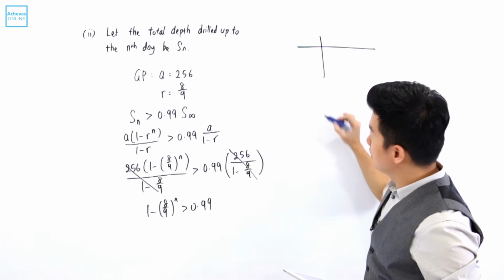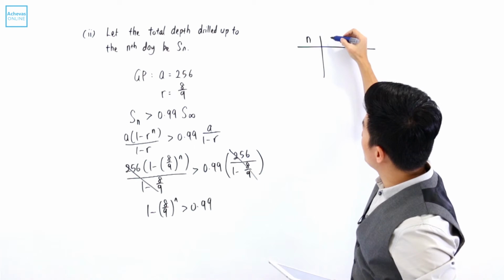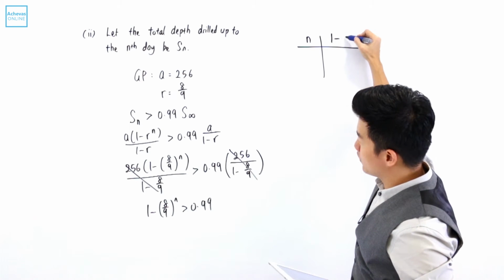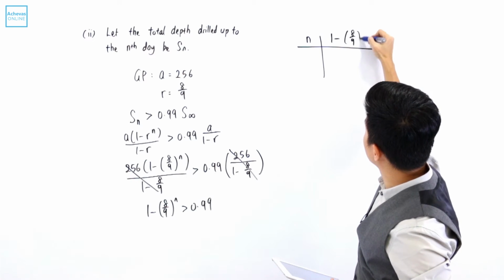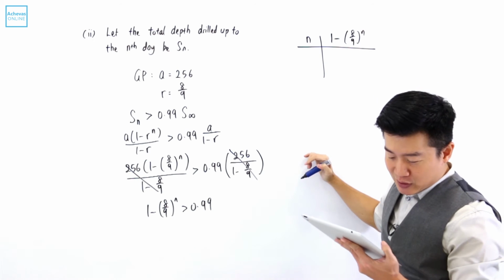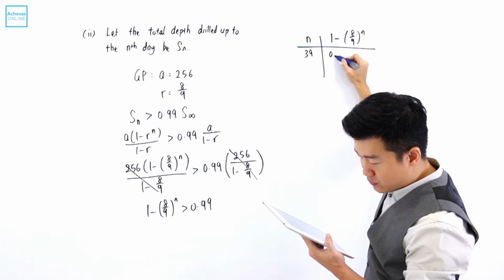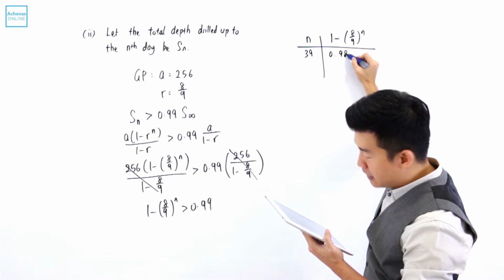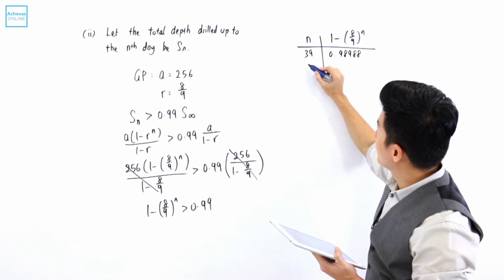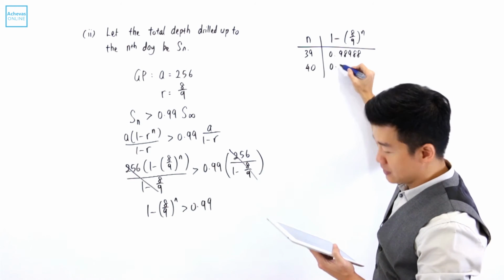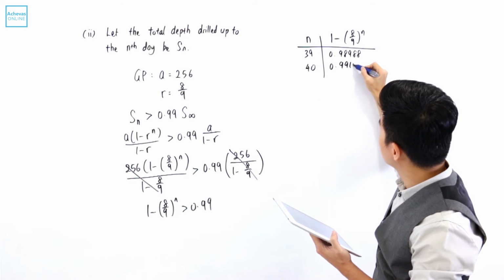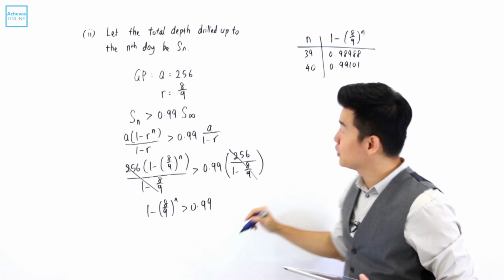Making use of the table, if I were to generate that table, one side is going to be n, the other side is going to be 1 minus 8/9 to the power of n. Scrolling down the table, when it is at 39, it is 0.98988. When it is at 40, it is 0.99101, and it is bigger than 0.99.